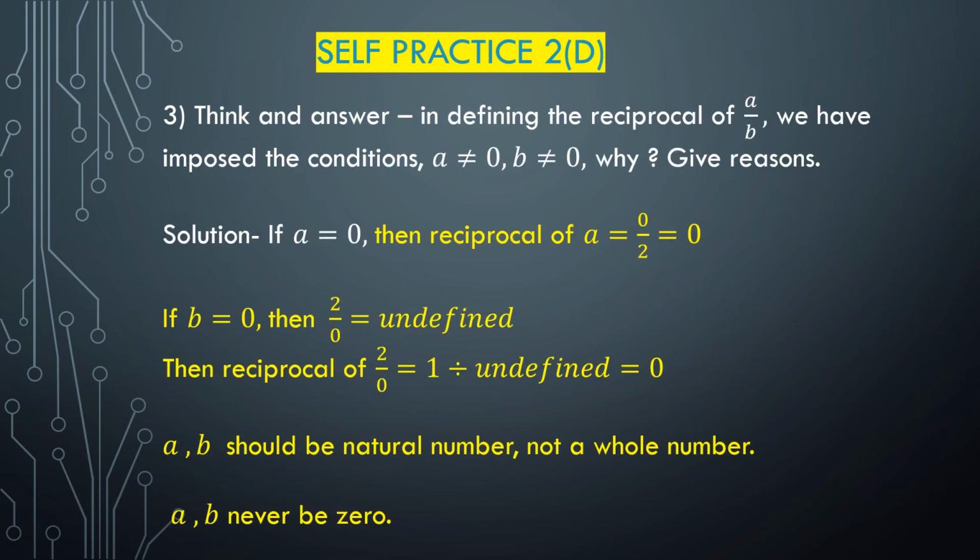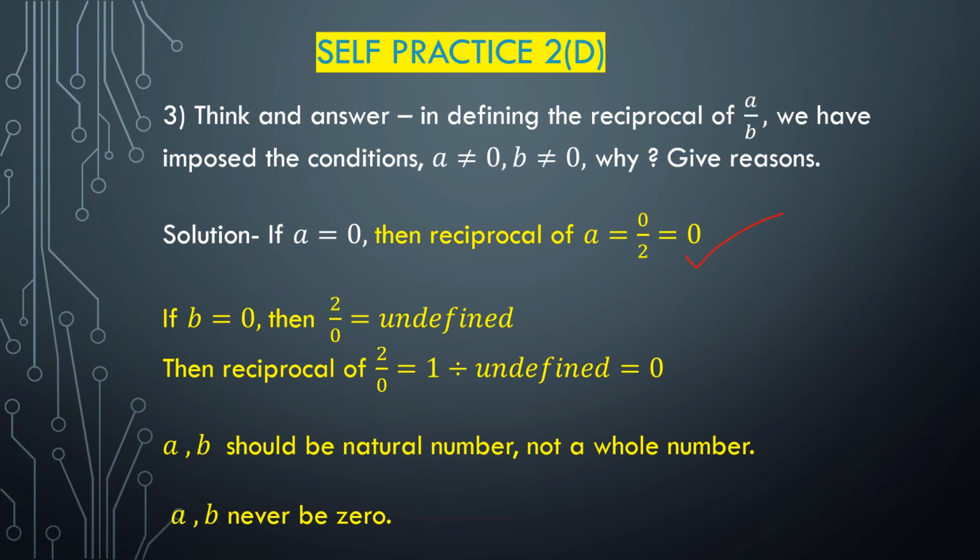Now we solve question number 3. Question number 3 is think and answer. If in defining the reciprocal of A divided by B, we have imposed the condition A not equal to 0, B not equal to 0, why? Give reasons. Suppose A equal to 0 and B is 2, B is any number, then the reciprocal of A divided by B, which is 0 divided by 2, the reciprocal of 0 divided by 2 is 0.